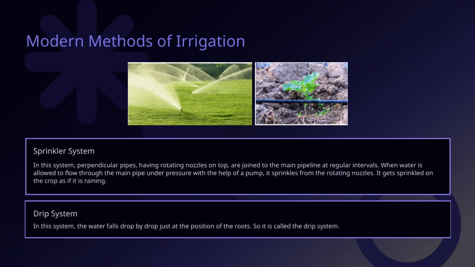When water flows through the main pipe under pressure, thanks to a pump, it causes these nozzles to rotate and spray water. It's almost like giving the crops a gentle rain, providing them with a steady and targeted supply of water. This method is especially useful for water conservation and ensuring that each plant gets the right amount of moisture. So, in the context of modern irrigation methods, this system offers a highly efficient way to irrigate, saving water and promoting healthy crop growth.